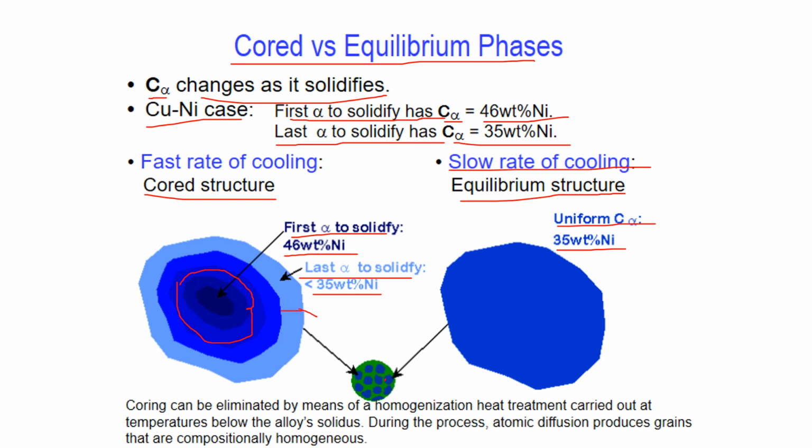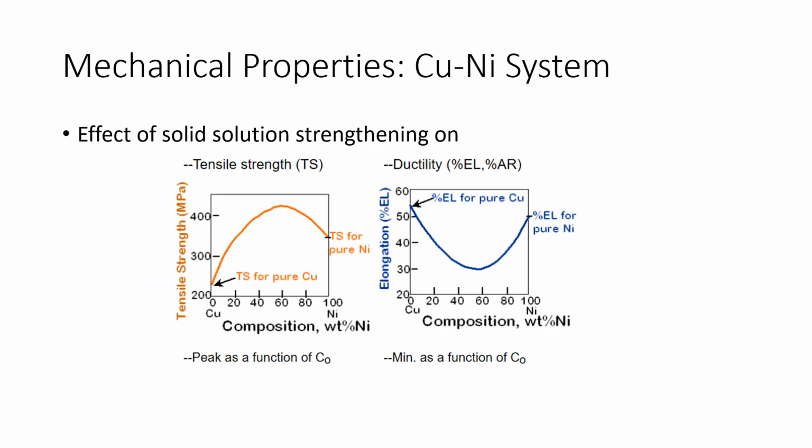If we look at the grain boundaries surrounded by some particles of the liquid, this is the microstructure. For a slow cooling rate, if we magnify the solid grain boundaries of the alpha particle, this will be a completely solid grain without surrounding liquid particles. Coring can be eliminated by means of homogenization heat treatment carried out at temperatures below the alloy solidus. During the process, atomic diffusion produces homogeneous grains.